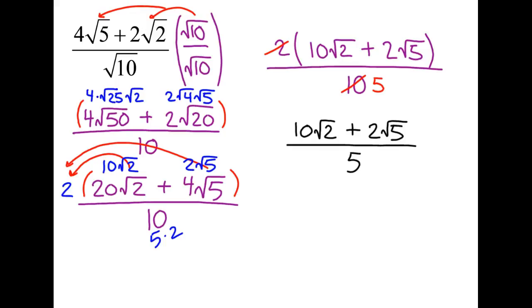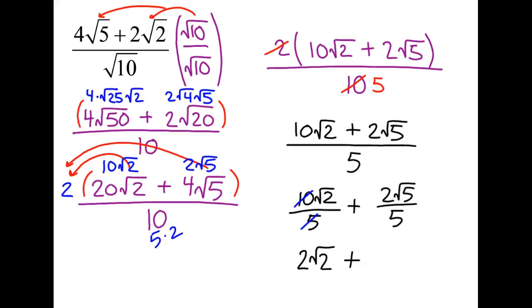And I'm not going to be able to simplify that much more. I could break it into 2 parts here, because of the addition: 10 root 2 over 5 plus 2 root 5 over 5. And then, of course, the 10 and the 5 you can reduce, so that just becomes 2 root 2. So this is just getting kind of out of hand, but 2 root 2 plus 2 root 5 over 5. I mean, is that really simpler?